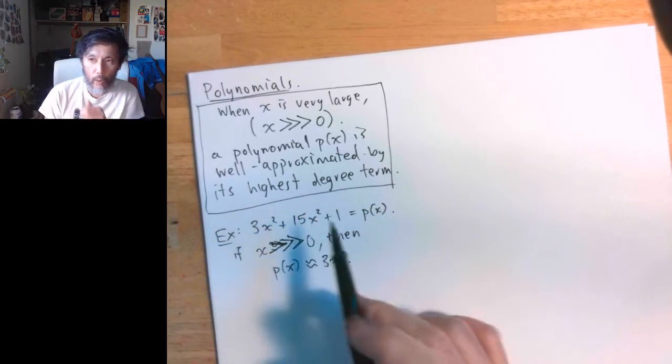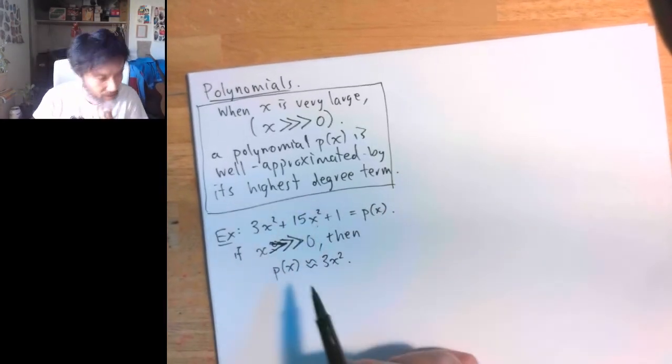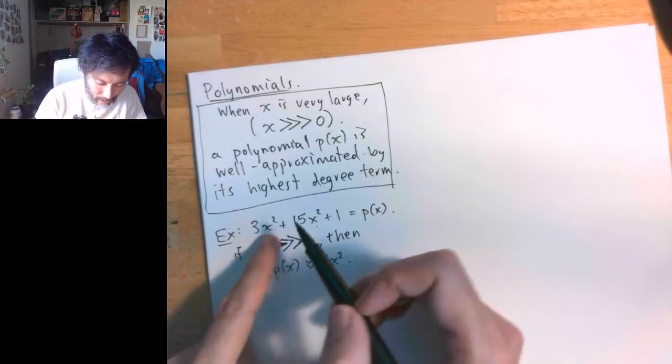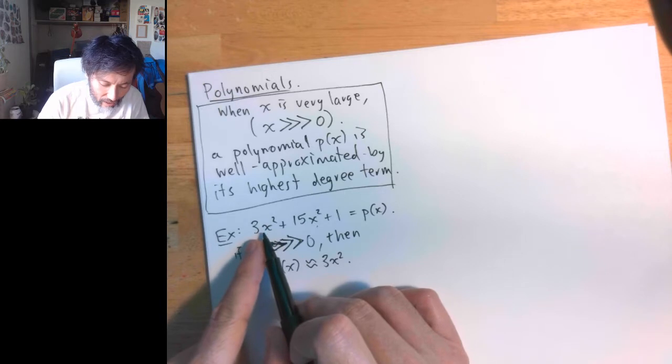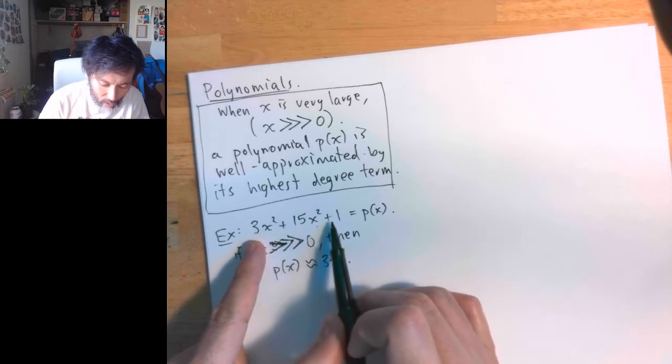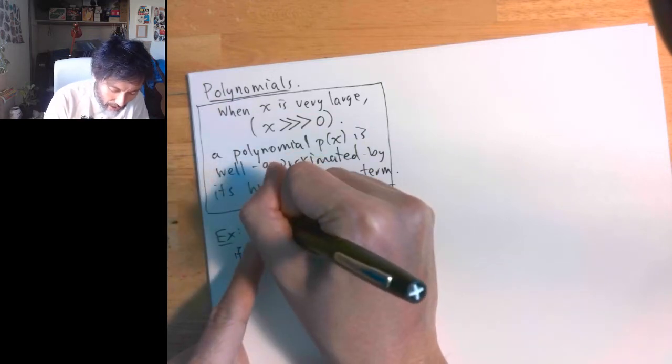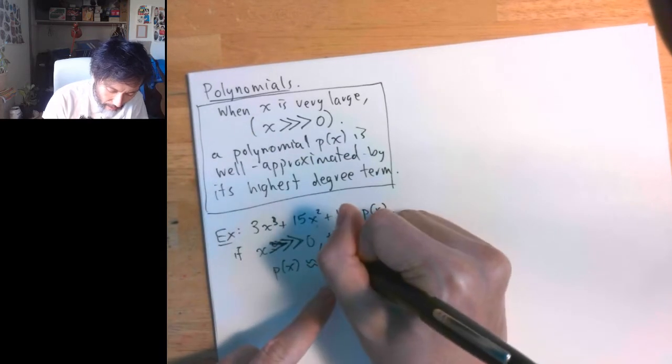In other words, we can ignore, oh shoot, this is insane. Okay, wait a minute, hold on. I wrote this completely badly. I wrote 3x squared plus 15x squared plus 1, but let's make this 3x cubed. Let's do that, 3x cubed.